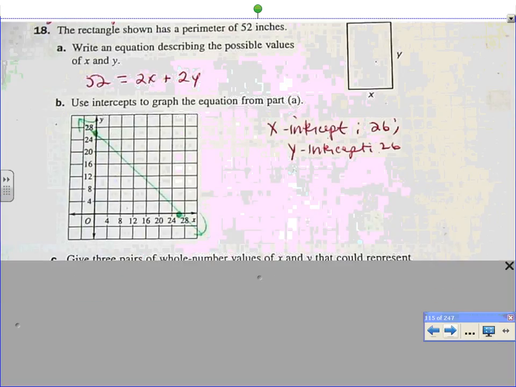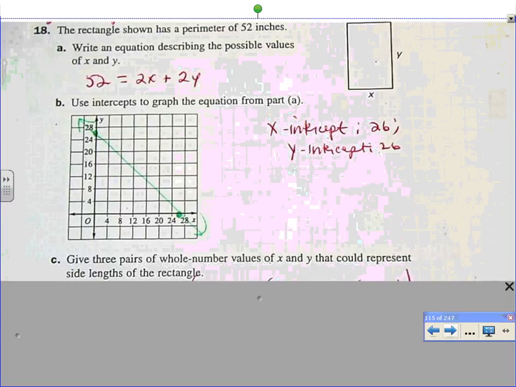X is 26, 0, 26, 0, y is 0, 26. Your graph should look like mine. This very last question is what we did with the surfboard and the boogie boards, so you can split up the time. What are some different combinations? Nathan.